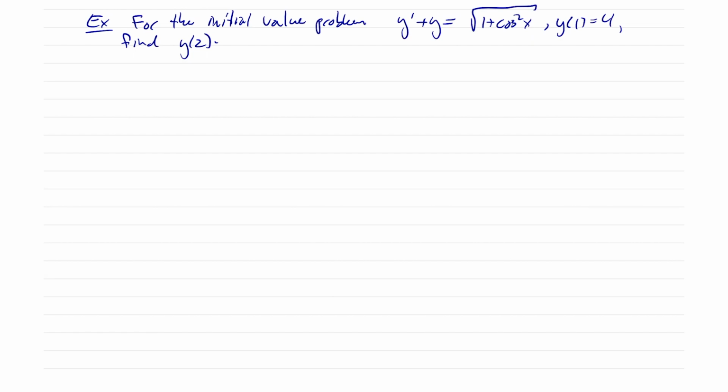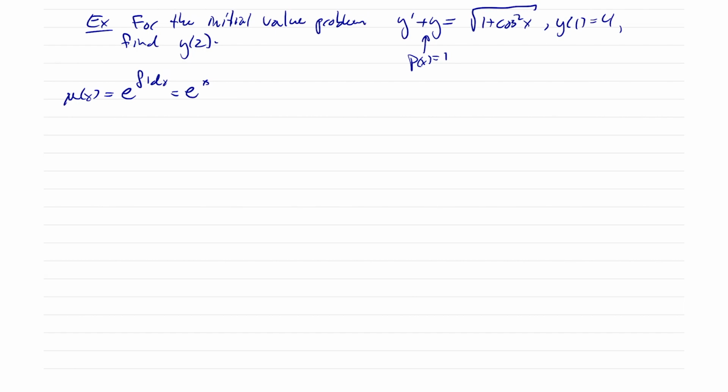A nice thing is that they actually already wrote this out in the standard form, so we can go ahead and pick out the p of x, which is going to be 1. So then that tells us that mu of x is going to be e to the integral of 1 dx, which is equal to e to the x. All right, that's nice enough.